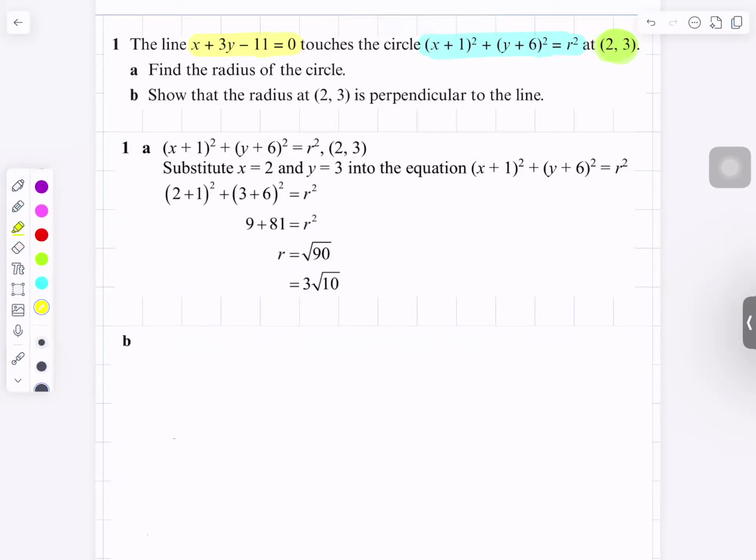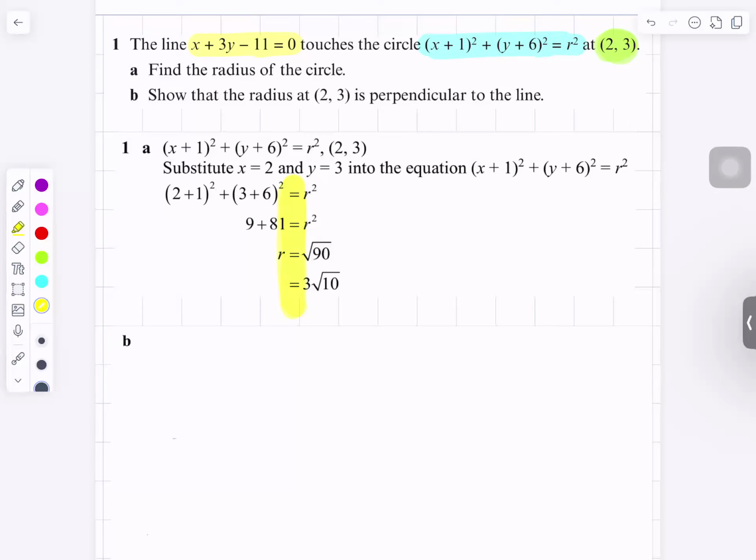Excellent. When you do them, make sure the equals signs are in a straight line, because in the exam, when you want to check your work, you can easily check it when you write going downwards. So congratulations, you substituted 2 and 3 to work out the radius of the circle.